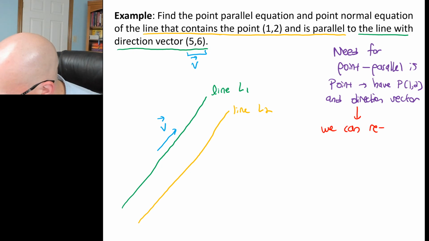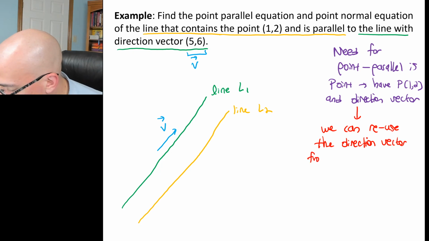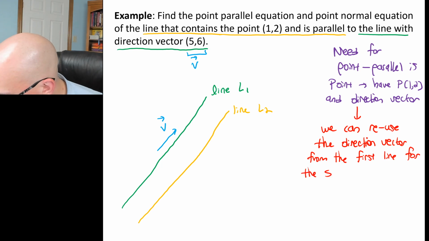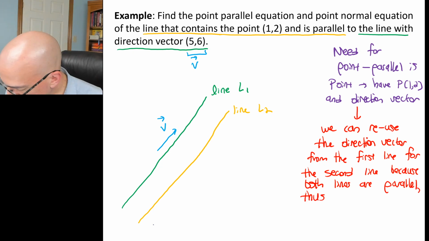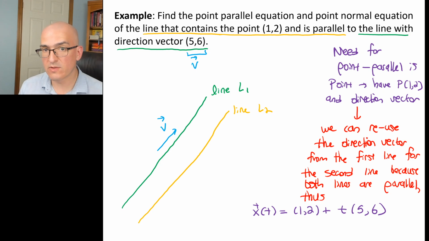We can reuse the direction vector from the first line for the second line because both lines are parallel. Thus, here's our answer. X of t equals the point 1, 2 plus t times the direction vector v 5, 6. There isn't anything that we had to do. But look at the next question.